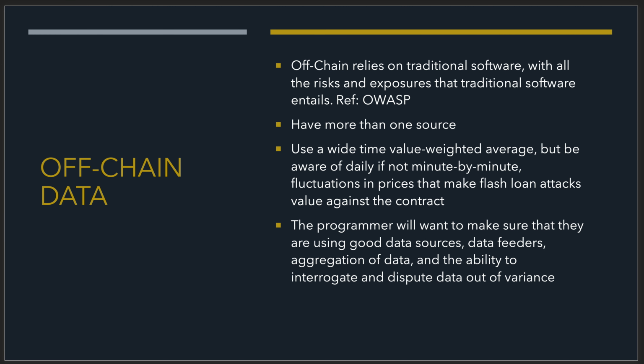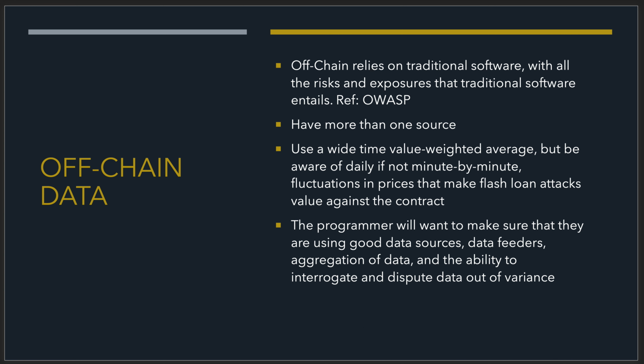So the other one that's interesting too is that idea of off-chain data. Because off-chain is going to rely on traditional software. And we've mentioned OWASP a number of times. There's a whole couple of lectures on what OWASP is all about. So you do have some risks and exposures that traditional software is going to provide. So you do want to make sure you're taking care of that, right? You always want to have more than one source, and that's just a given. And again, that time value weighted average, but be aware of daily, if not minute by minute, fluctuation.